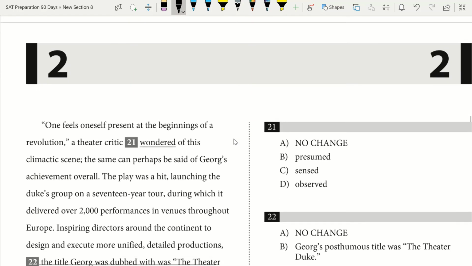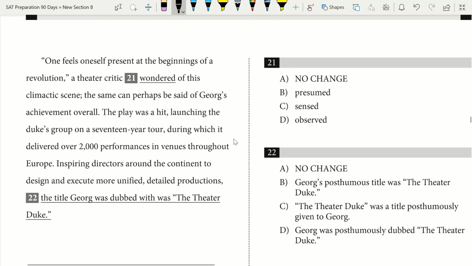All right, so now we've got 21. So we've got one feels oneself present at the beginning of a revolution. A theater critic wondered of his climactic scene. Okay, if I see one word underlined mid-sentence, I'm either looking for subject-verb agreement, or something with a homophone, or I could just be looking for something with tone. In this case, since I see I have the same endings, I know I'm not looking at tense or subject-verb agreement. I'm looking at tone, right?